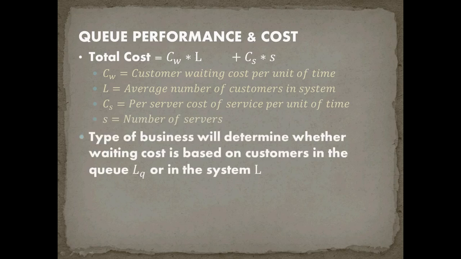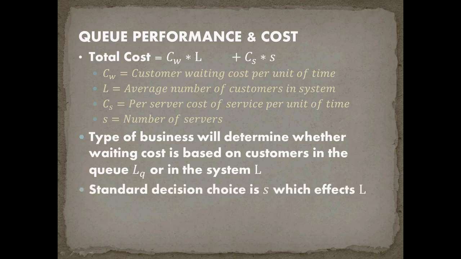So the type of business will determine whether waiting cost is based on customers in the queue, which is L sub Q, or in the system L. So typically if they're employees of your system, you would use L because it's an opportunity cost, whether they're in line or they're being served. They could be doing something else. If you're providing service and they're non-employees, then you typically use L sub Q because the cost is only that time prior to them getting service where they may be able to walk away or get upset.